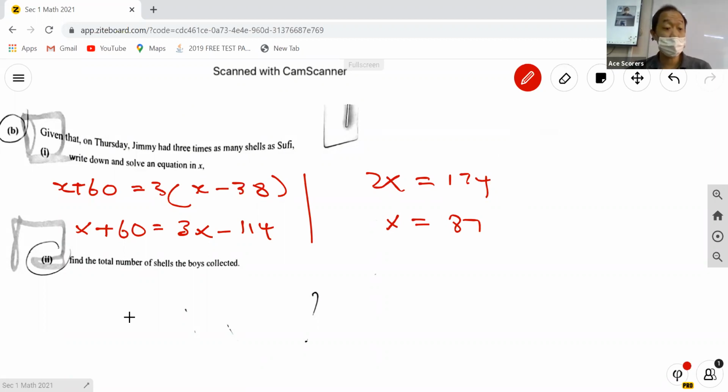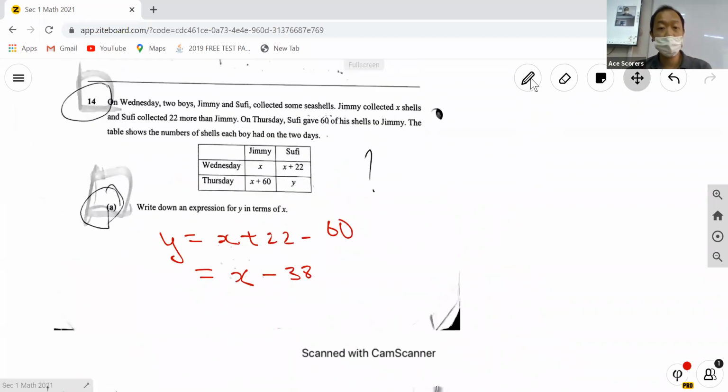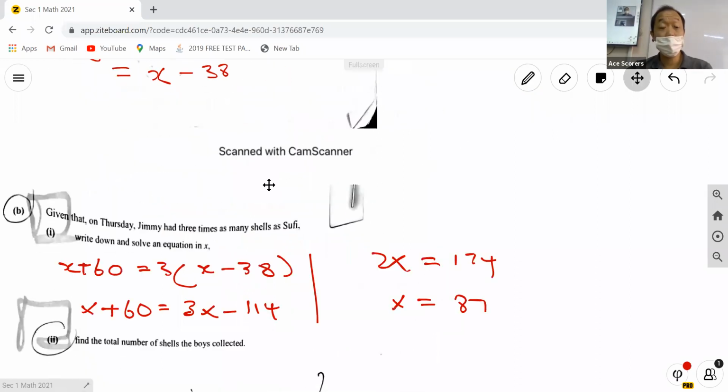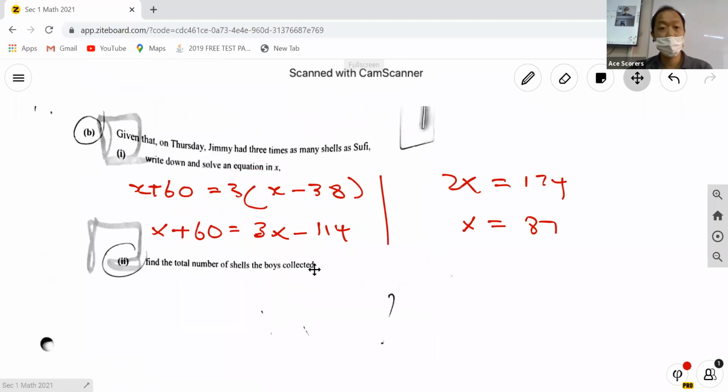Now find the number of shells the boys collected. Once you know x equals 87, basically add everything. You just substitute x, which is 87, into here, and you can find the total number collected. Yes, it's correct: 196.